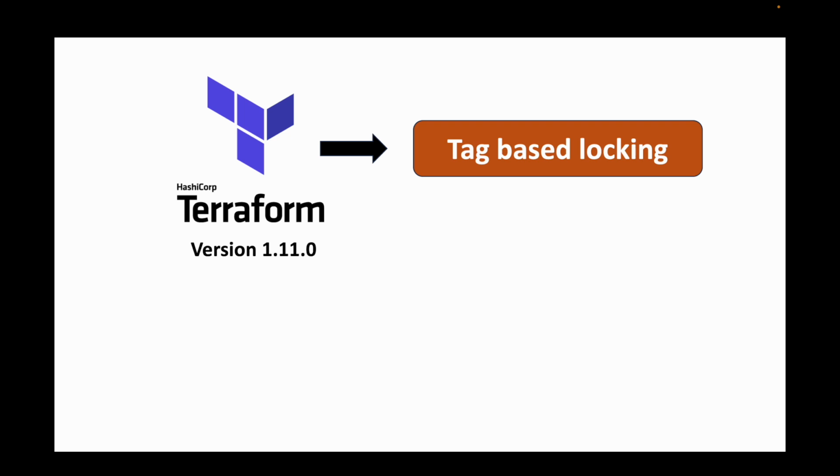So if there is another process, another user trying to run the Terraform apply command and tries to acquire the lock, it fails. And it shows a friendly message like, hey, the state is locked, and you cannot use this until the lock has been released. And all of these things can be done without needing DynamoDB.